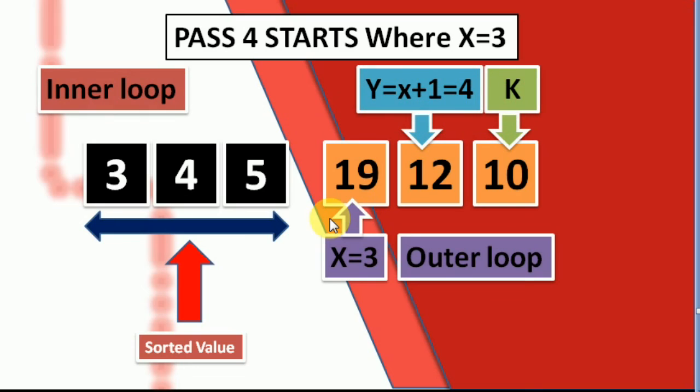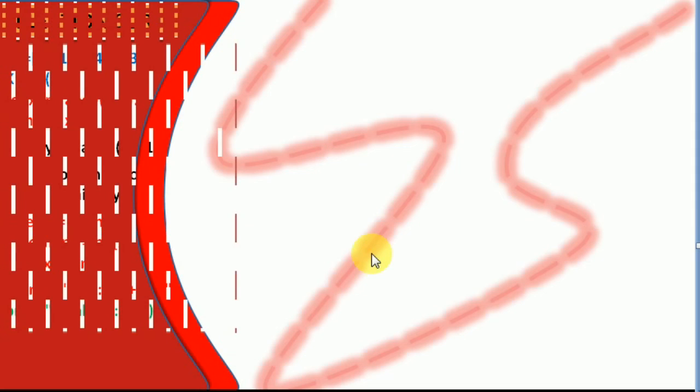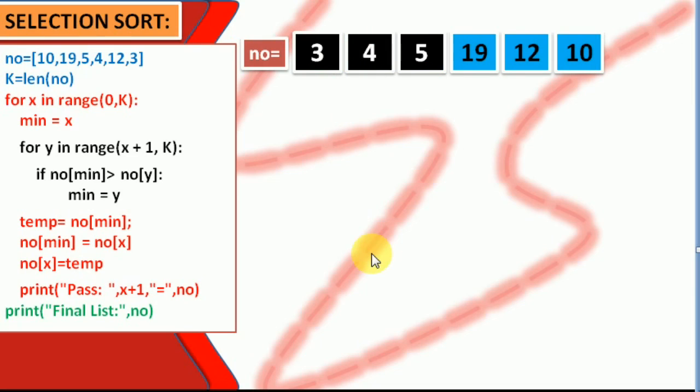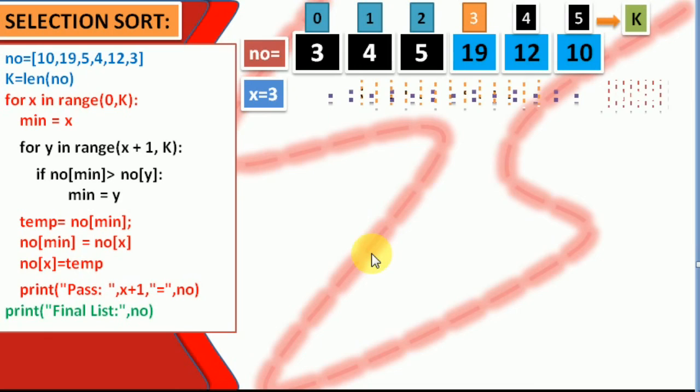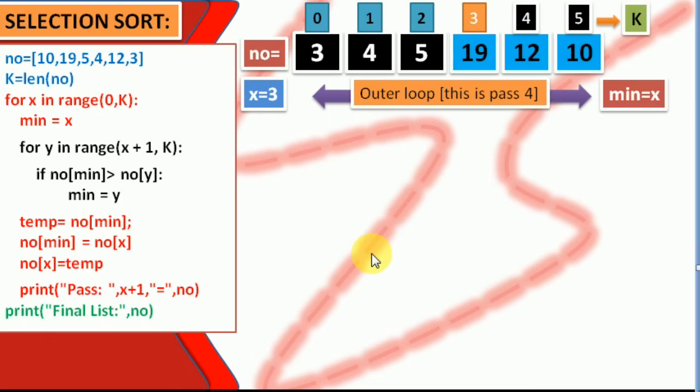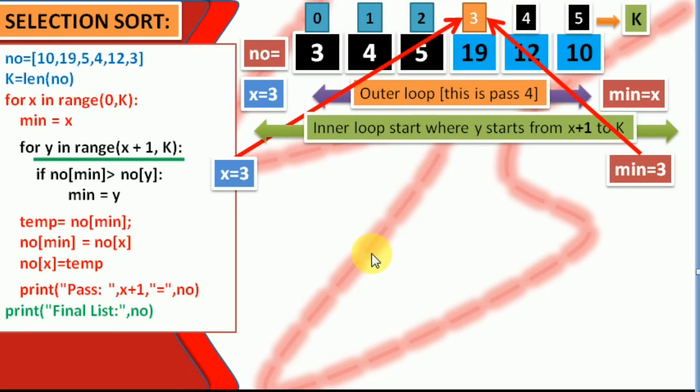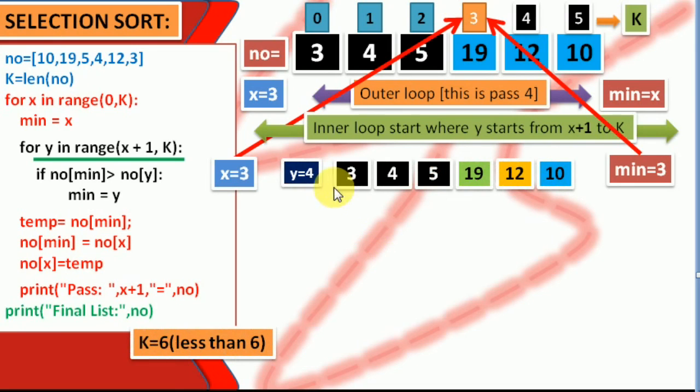The loop starts from 4 and 5. These two values are going to be checked with the 19. Now the program is going to start. These are the numbers. 3, 4, 5 are fixed. So x is 3. Min is equal to x. It means both are targeting the 3, that is 19. Y starts from 4. So where is y? Y is sitting at 12 and min is sitting at 19.